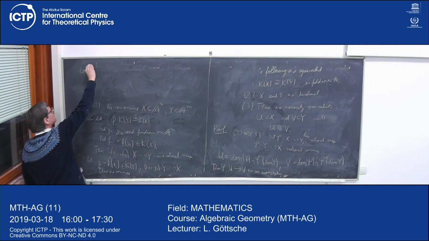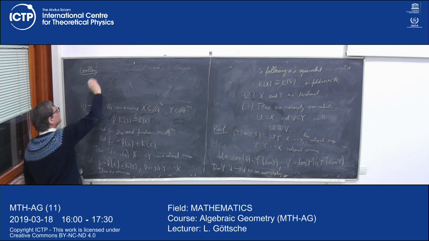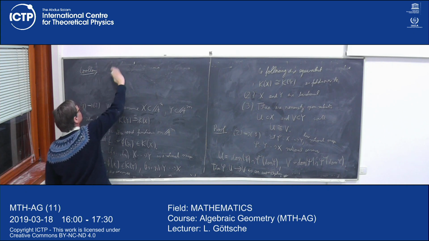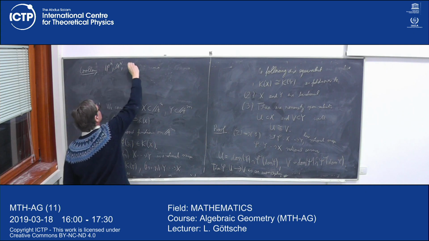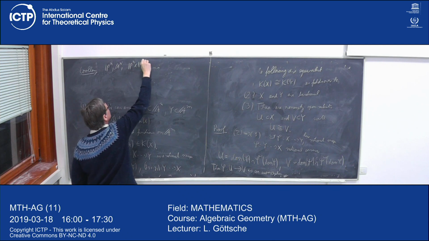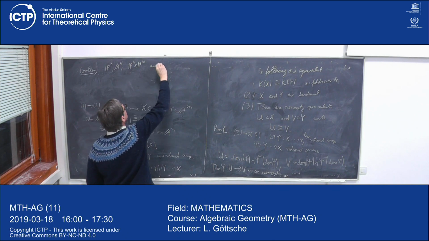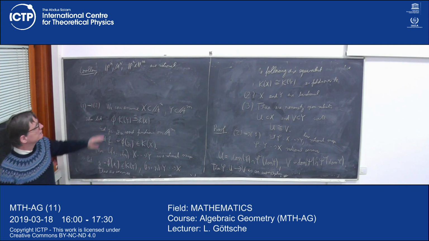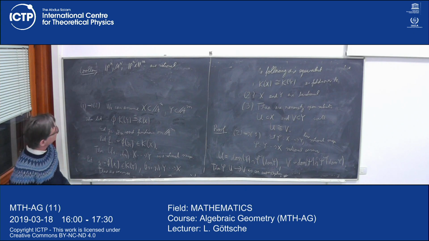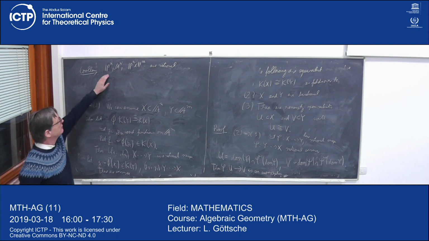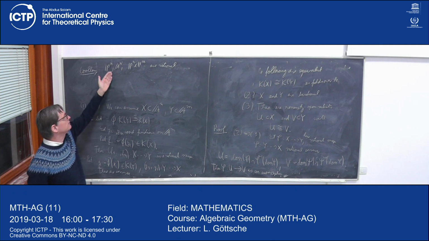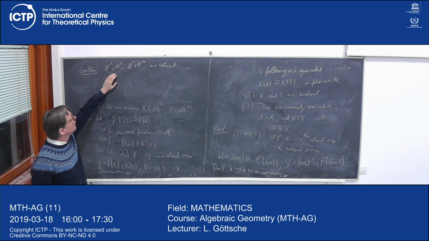I wanted to note that P2, A2, so Pn, An, Pn times Pn are rational. This is obviously because each of them contains some affine space. So obviously Pn is birational to An. And if something is birational to An, it's rational, so that's fine.